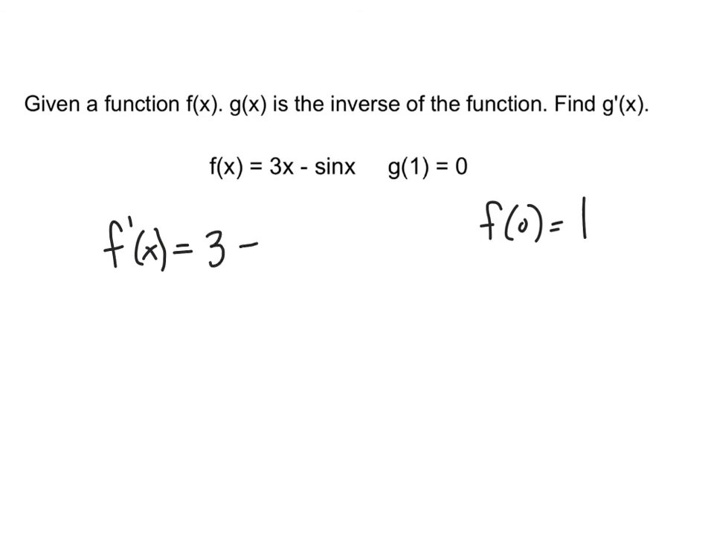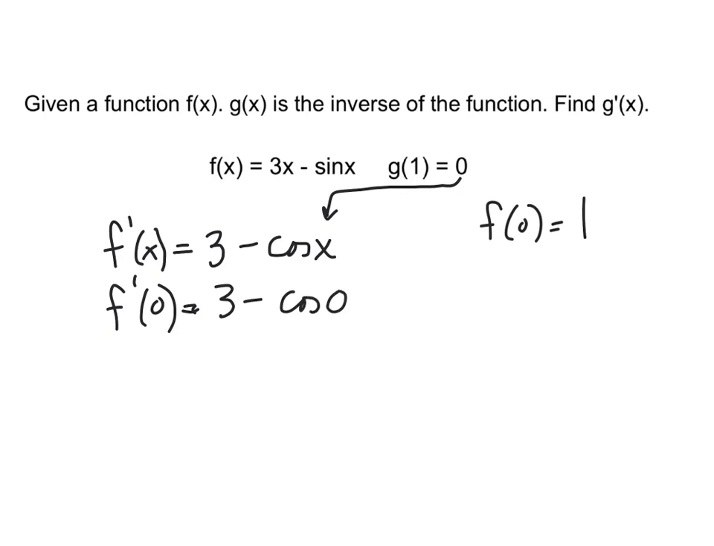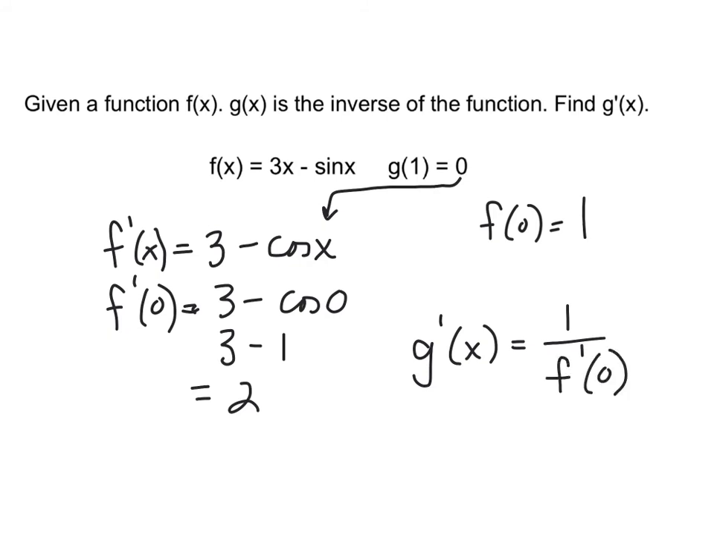All right, so let's take the derivative of f, since we've got it right here and we can do it. It's going to be 3 minus cosine x, and then I'm going to plug in the y value of the g function, because that's the x value of f. So this is going to be 3 minus cosine of 0. Cosine of 0 is 1, so 3 minus 1 is 2. And g prime of x is 1 over f prime of 0. So this is going to be equal to 1/2.